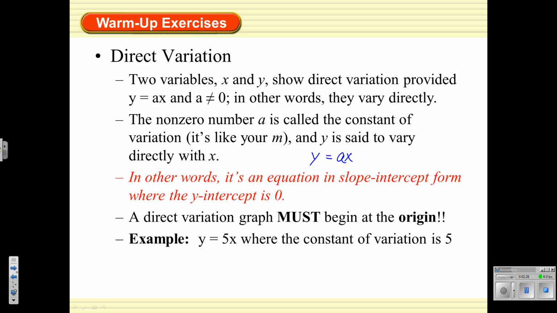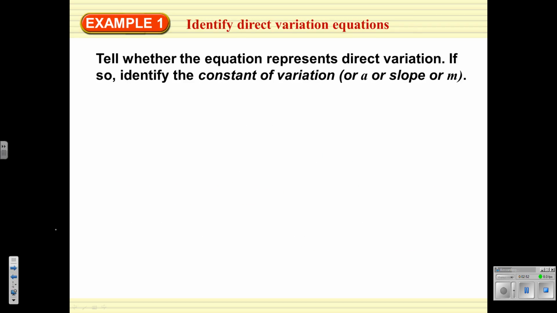Here's another example: y equals 5x. The constant of variation, you can underline that or fill it in if you're on your notes, is also your slope. Sometimes on a direct variation equation, instead of slope, you might hear it called constant of variation. All right, so let's tell whether the equation represents a direct variation or not. And if it does, we're going to identify the constant of variation, or the slope.